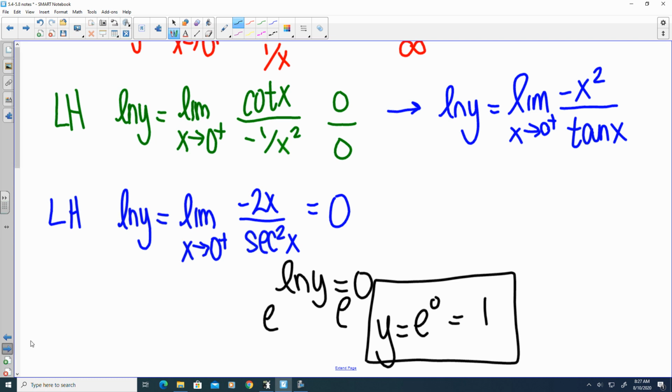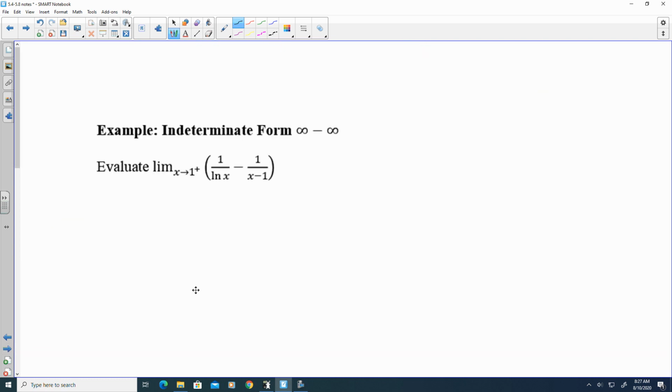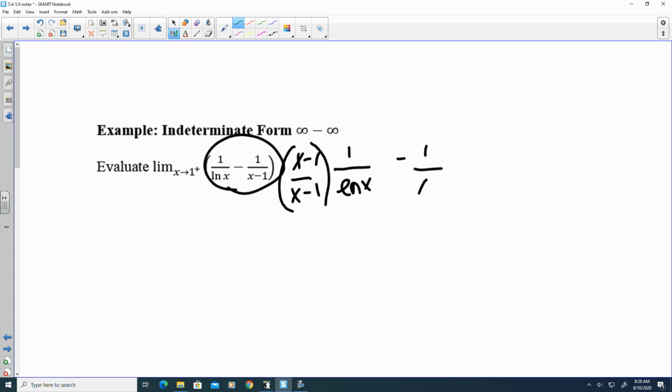Okay, one more example. Infinity minus infinity. That is just straight up not at all what we want. We need indeterminate over indeterminate, so we can't have subtraction. If I see subtraction, I need to get a common denominator. So inside these parentheses, I'm going to get a common denominator, multiply that first fraction by x minus 1, and multiply the second fraction by natural log x.